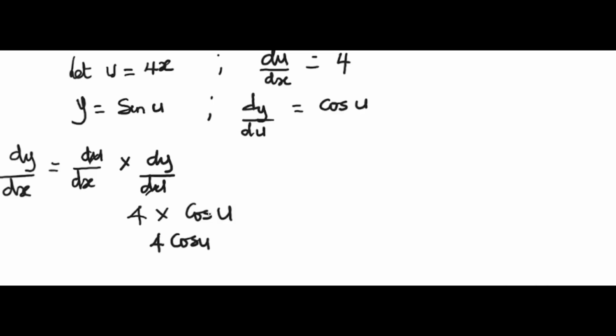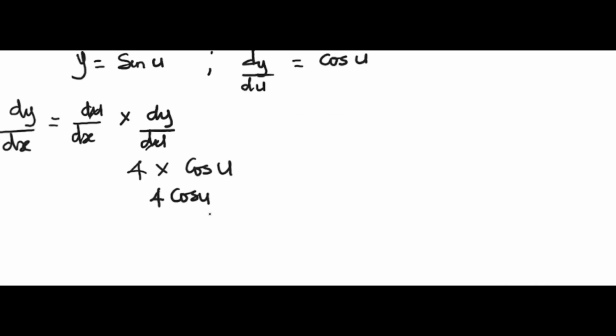But remember we said let u be equal to 4x, right? So we're going to take back our value for u, and that will be 4 cos 4x.